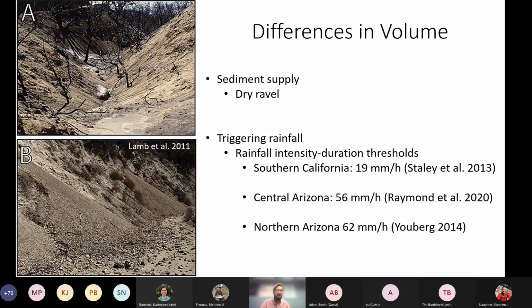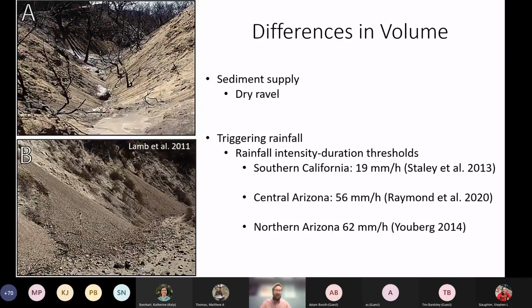We just didn't see dry ravel at all at any of our sites in Arizona and New Mexico, and the upper range of debris flow volume was much larger in Southern California. For example, San Isidro Creek had a volume of 297,000 cubic meters. The largest debris flow volume I've seen in Arizona or New Mexico is 19,000 cubic meters, and even that's an outlier. I'd say 90% of our volumes are below 3,000 cubic meters in size.